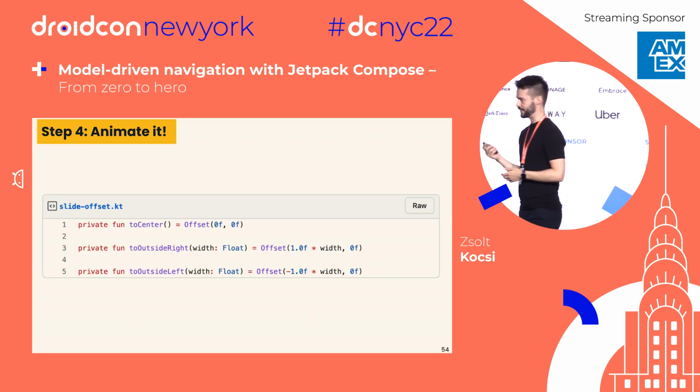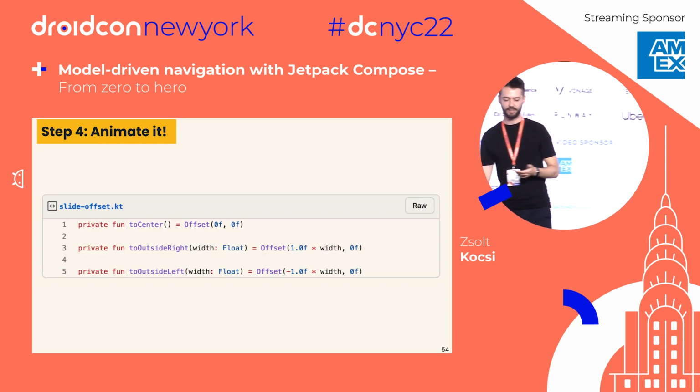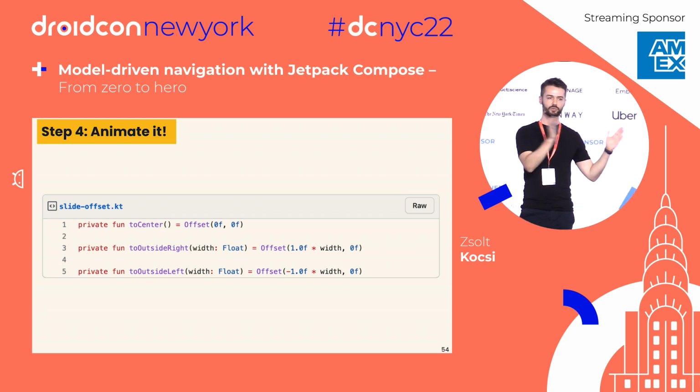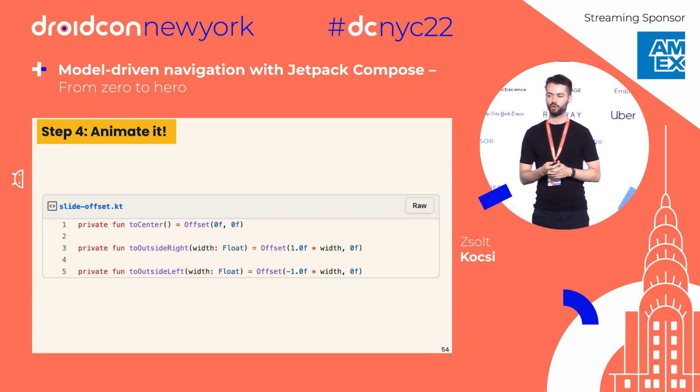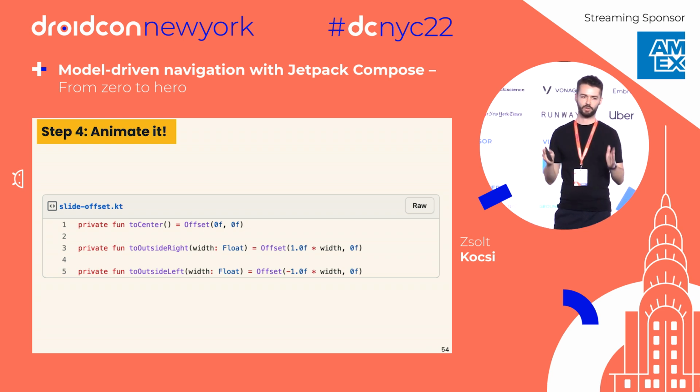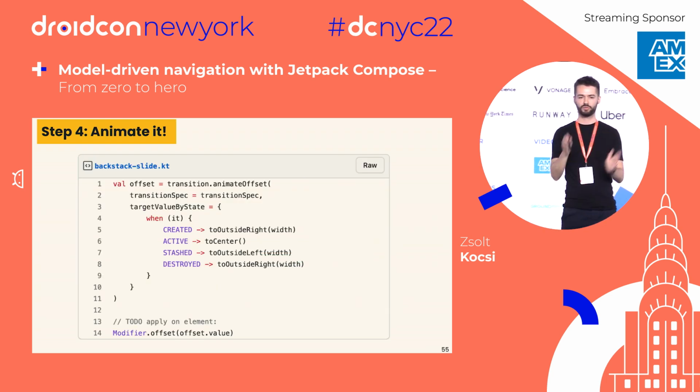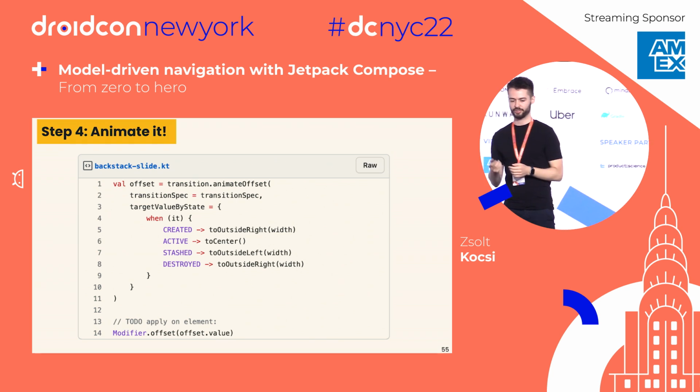Can we do, for example, a slide? Of course we can. Instead of alpha values, we could say that we associate our sliding transition with offset modifiers. We could say that whatever is on the screen has 0 offset, and then we can define offsets to the left or to the right of the screen.